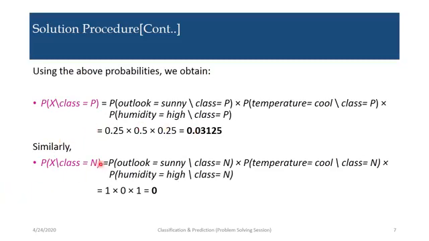Similarly, we can calculate P(X|class = N), where P(outlook = sunny | class = N), P(temperature = cool | class = N), P(humidity = high | class = N). So the values come 1 into 0 into 1, this is 0. So by this we have calculated P(X|Ci) for class is equal to P and P(X|Ci) for class is equal to no.